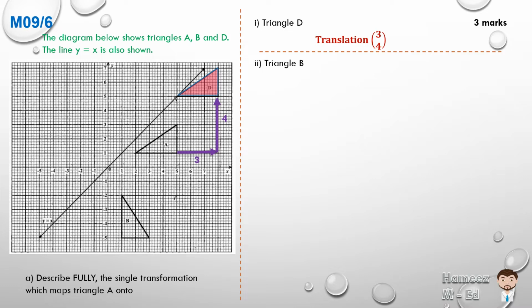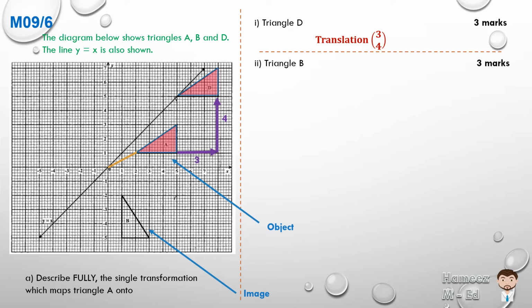Part B. Describe fully the single transformation which maps triangle A onto triangle B. So let's look at triangle A, and how will it move onto triangle B? Well, it's not a translation, it didn't slide. It's not a reflection, it's not an enlargement. It looks like it turns. So the proper name for that is rotation.